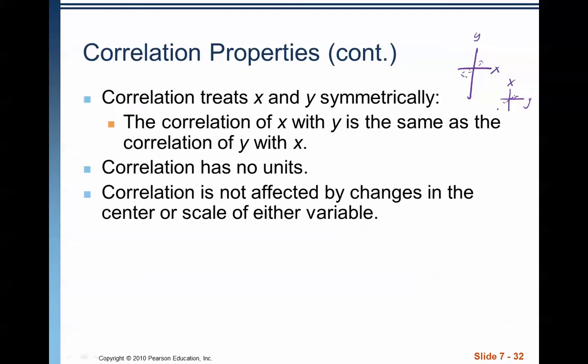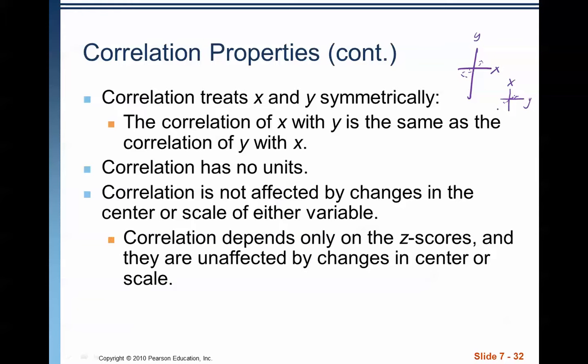Correlation is not affected by changes in the center or scale of either variable. So changing it to z-scores, changing it back to your units, none of that has an effect on the correlation coefficient, because it depends on z-scores, and z-scores are unaffected by that, it doesn't get affected.